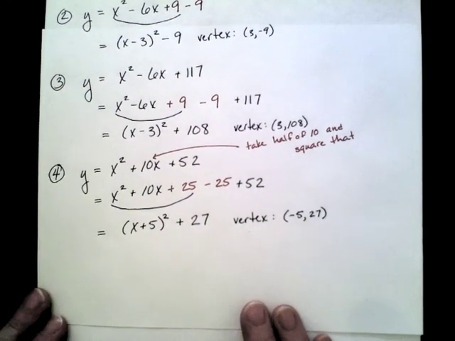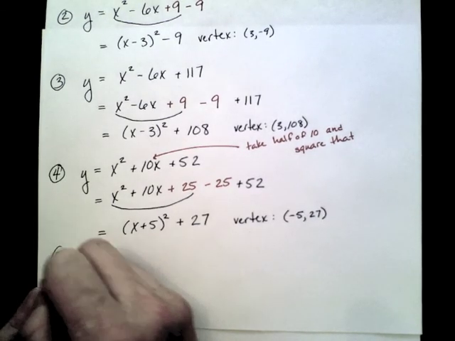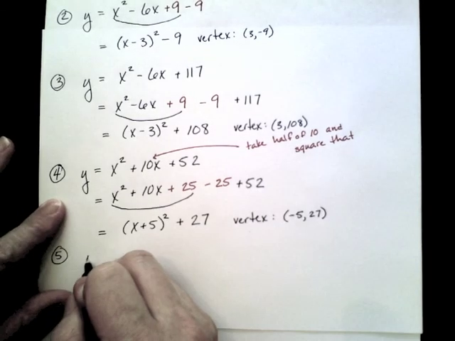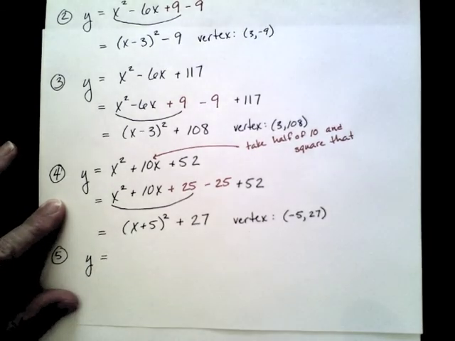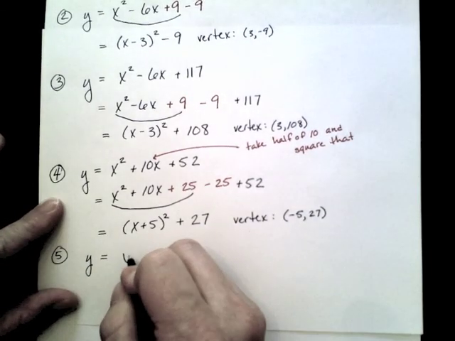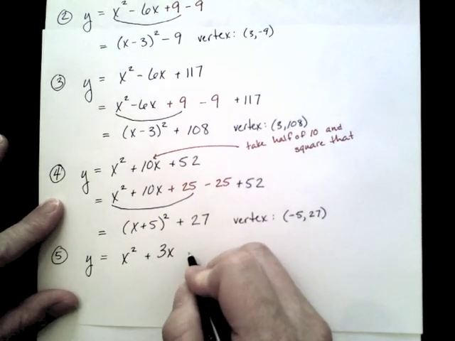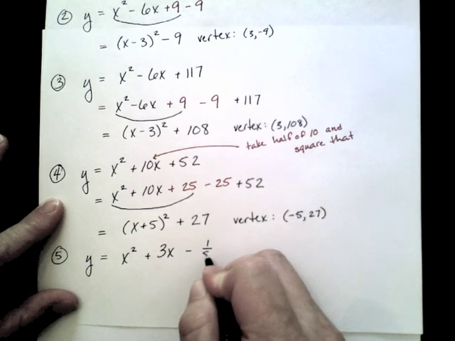So now, let's do another one. Let's do like 3 more, but we'll start with this one. x squared plus 3x minus 1/8.